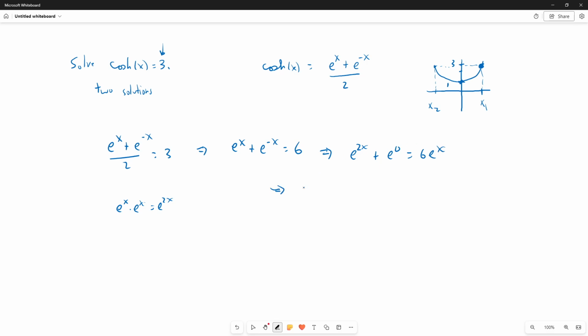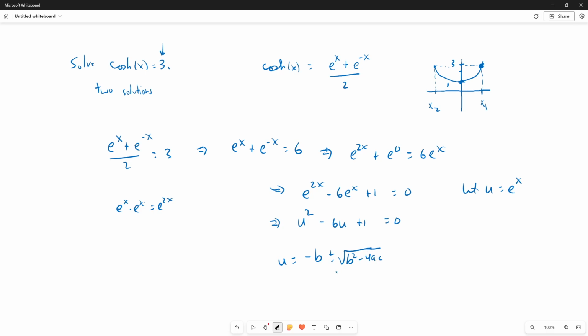And now move all of the terms to the left. e to the 2x minus 6e to the x plus 1 is equal to 0. And this is a quadratic equation in the variable u. If we let u equal e to the x, this is u squared minus 6u plus 1 is equal to 0.